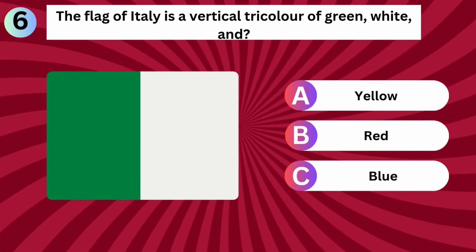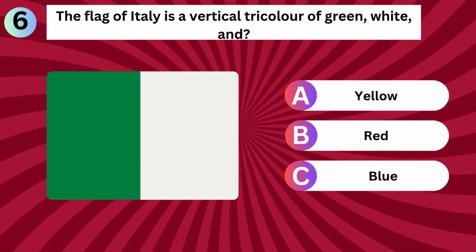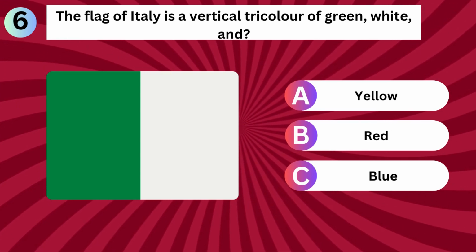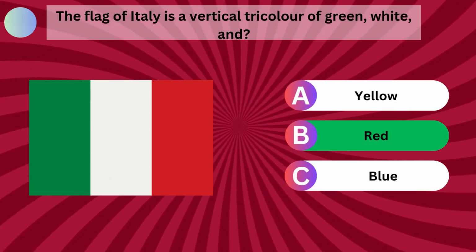The flag of Italy is a vertical tricolor of green, white, and yellow, red, blue. Red is the best answer.